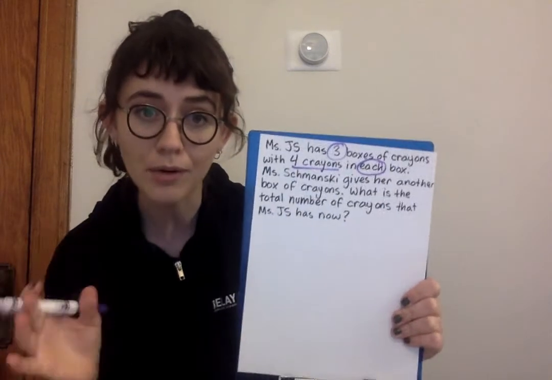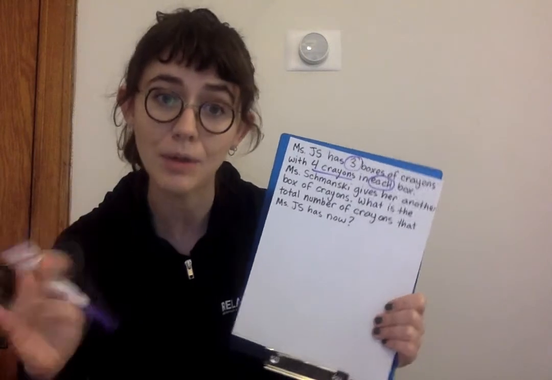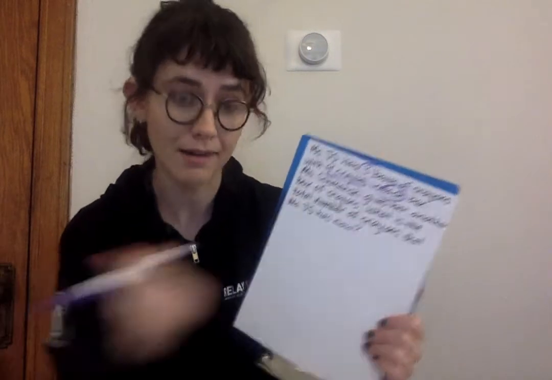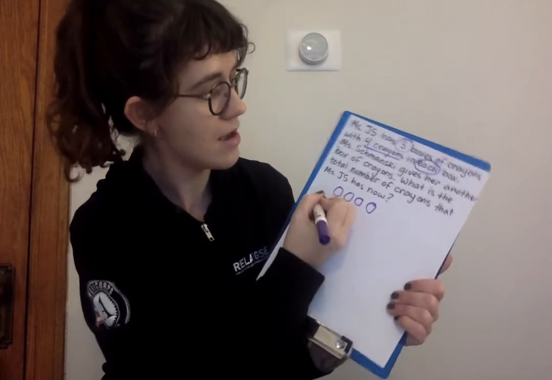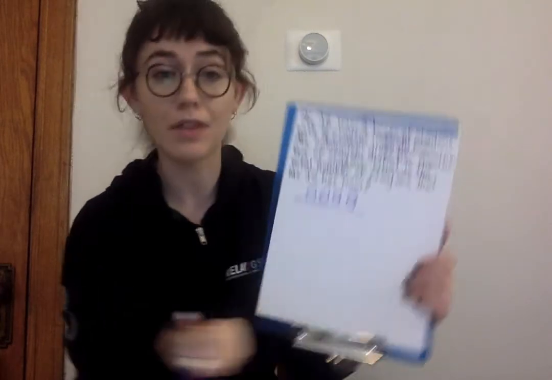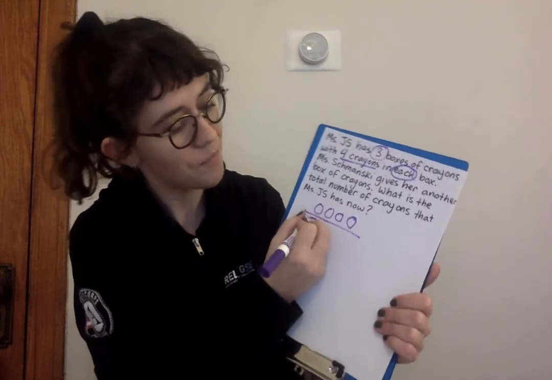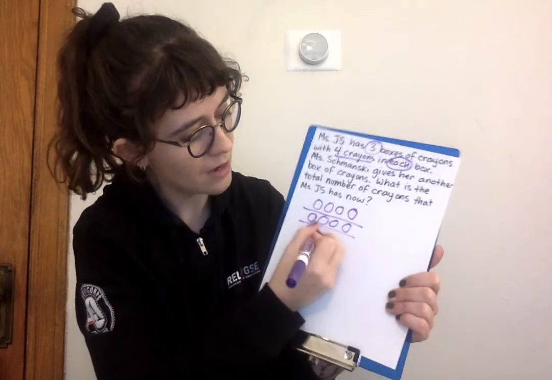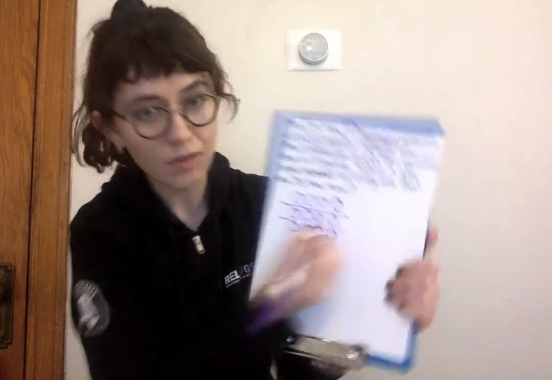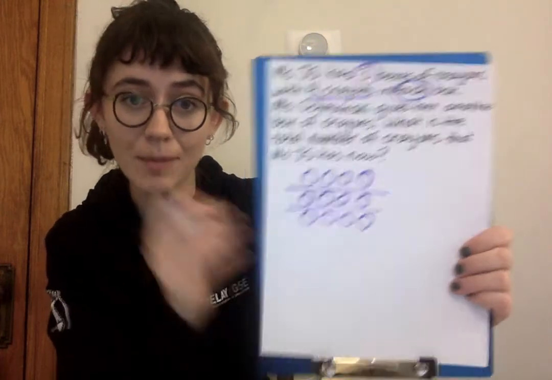So I'm going to draw a row to show my first box of crayons. So there's going to be 4 crayons in that row because there's 4 crayons in each box. So my first row has 1, 2, 3, 4 crayons, but I know that there's 3 boxes, so I'm going to need to make sure there's 3 rows. So there's 4 in the next box, and 4 in that box. All right? I'm all done there, and so that's how many I started with.